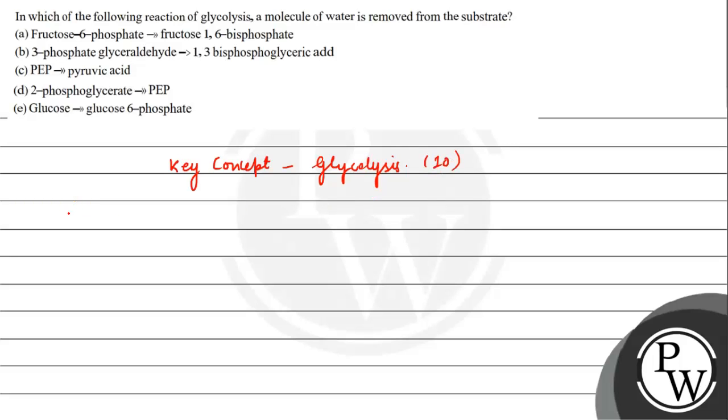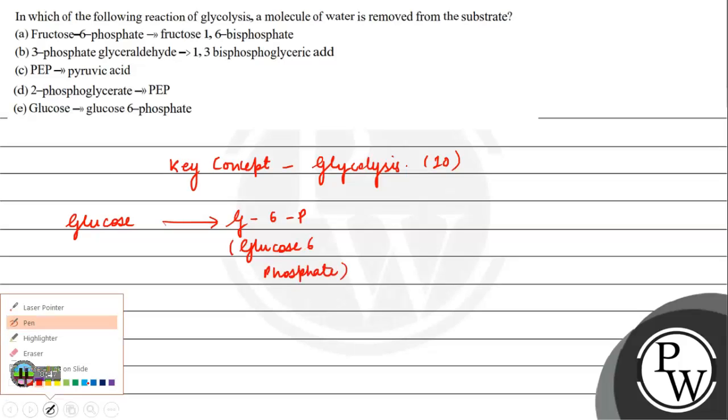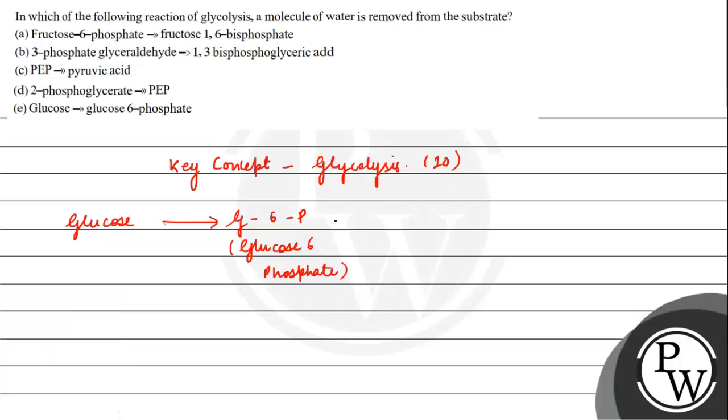And when we see these steps, the first product is glucose. Now glucose, in the presence of hexokinase, forms glucose 6-phosphate. Furthermore, we'll be adding some more steps of glycolysis.